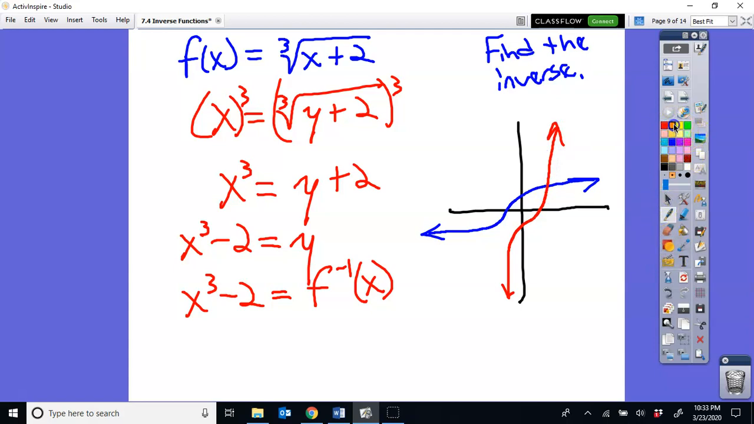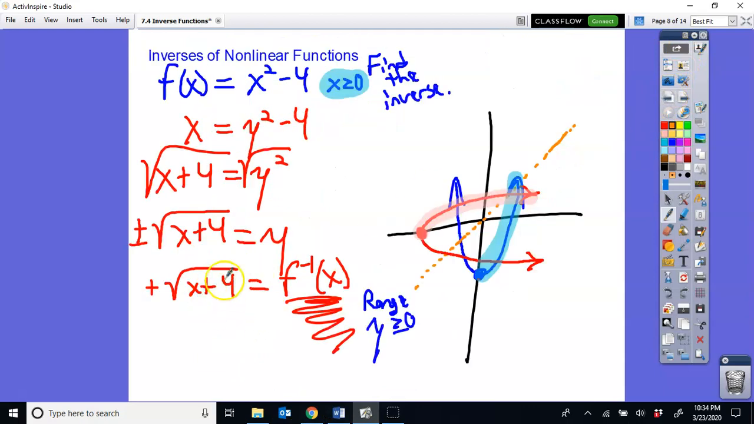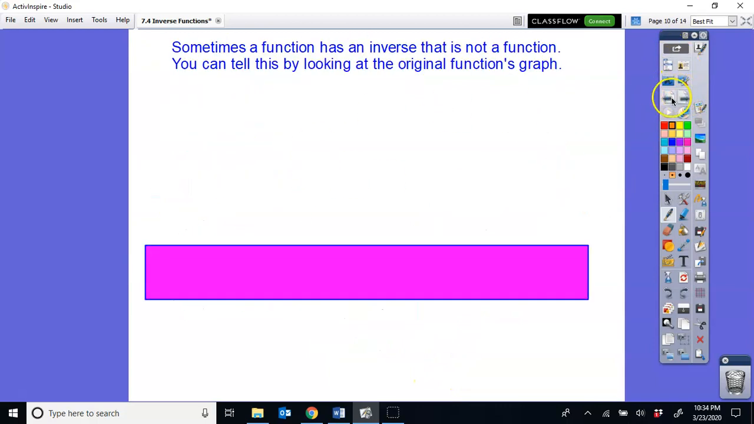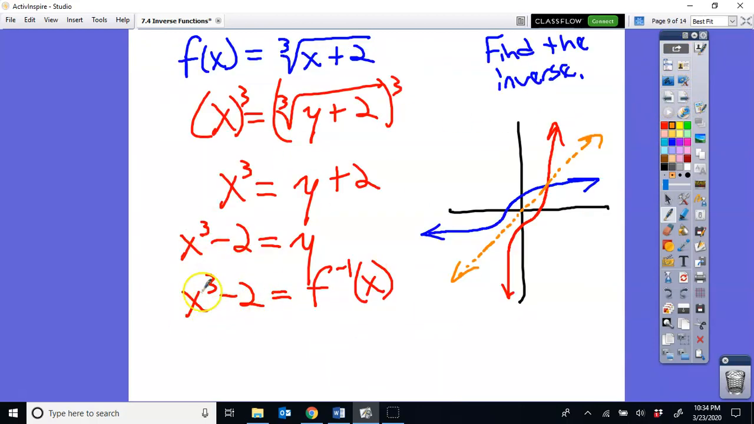Again, notice it's an inverse. And every single time I find an inverse, it will flip across that line. It's a reflection. But a cube root, the inverse is a cubic function. A square root, the inverse is a square. So that's what we have talked about when we solve equations, is basically the opposite of a cube root is cubing it. But it works the same way when you think about the actual function itself.